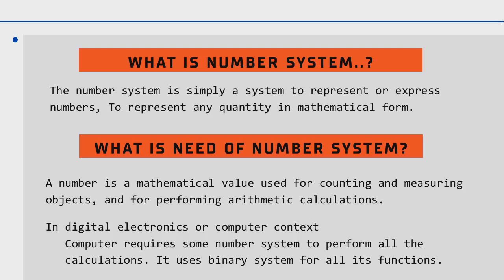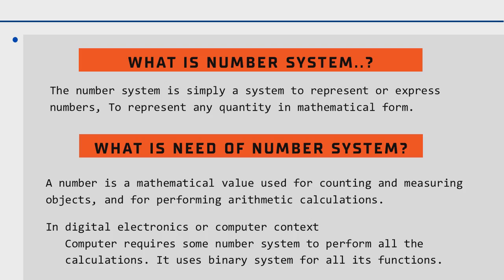What is a number system? A number system is a way to represent or express numbers. It helps us write any quantity in a mathematical form so that it can be easily understood and used. In short, a number system is simply a method to show numbers in different forms.